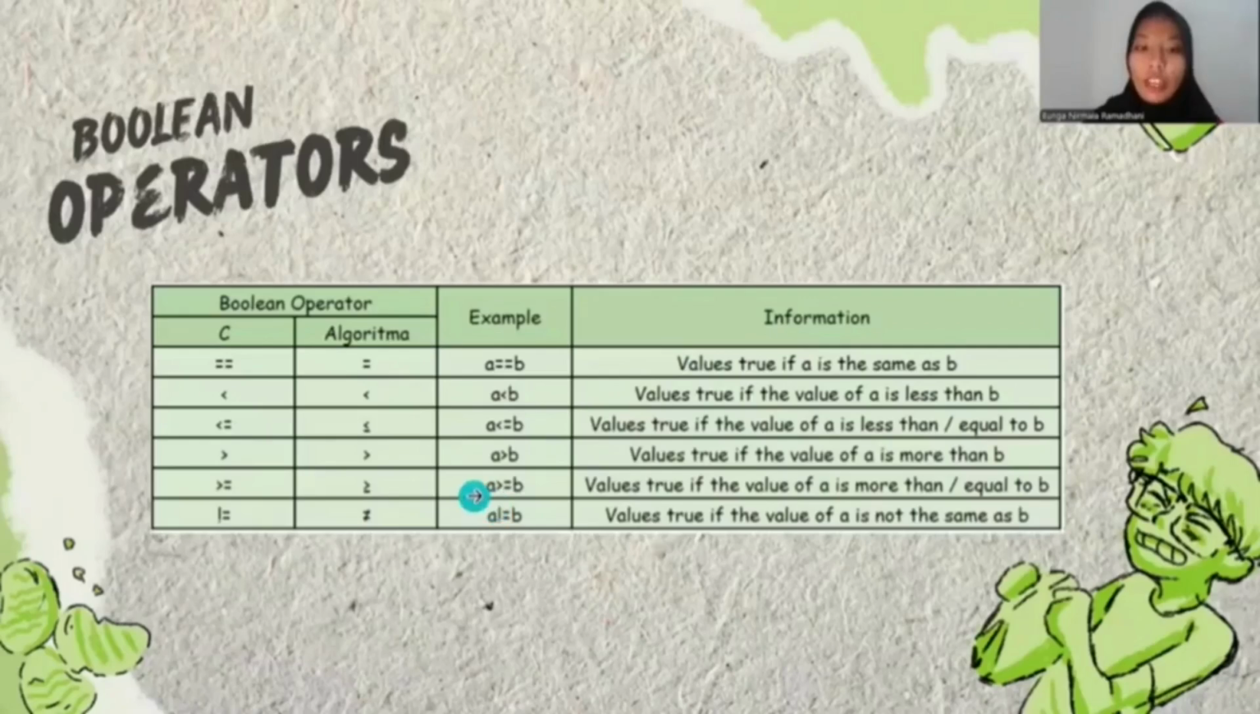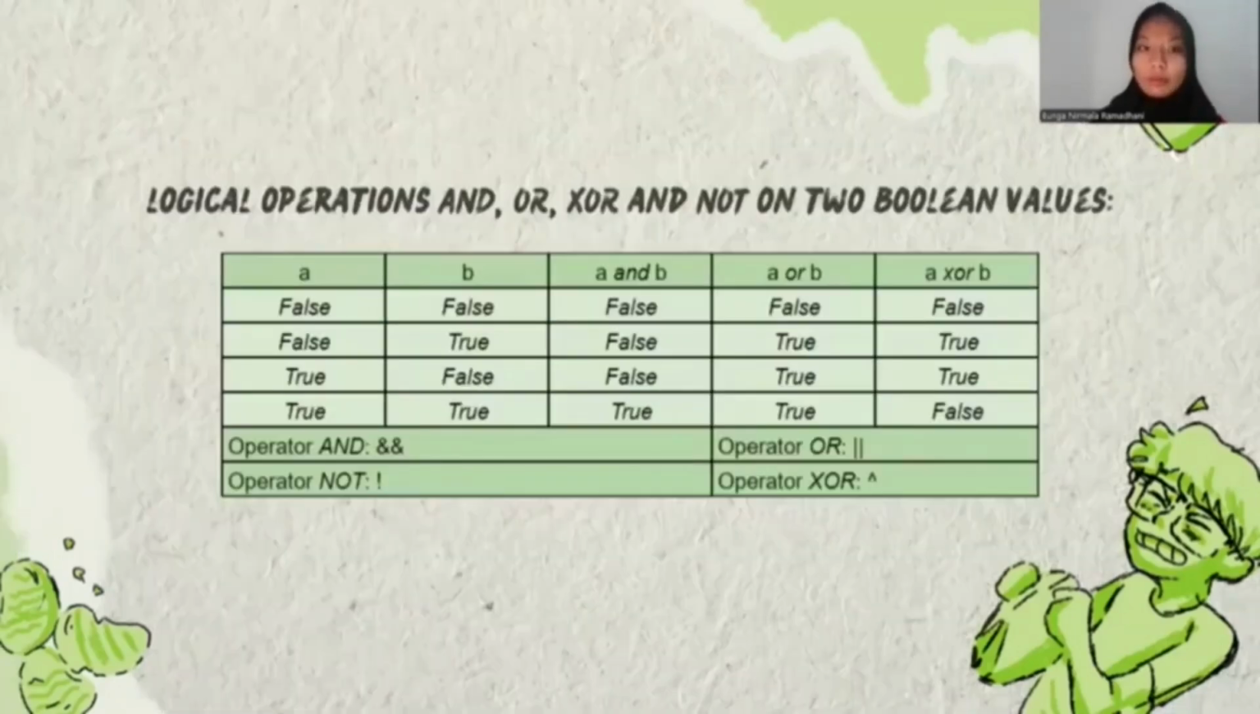And also, if A is more than or equal to B, then the value is true if A is more than or equal to B. And here, if A exclamation mark equals B, which means A is not the same as B, then the value is true if A is not the same as B.